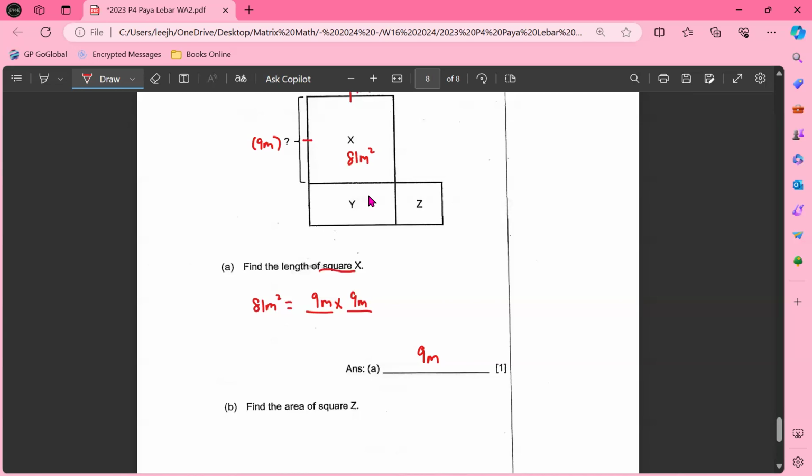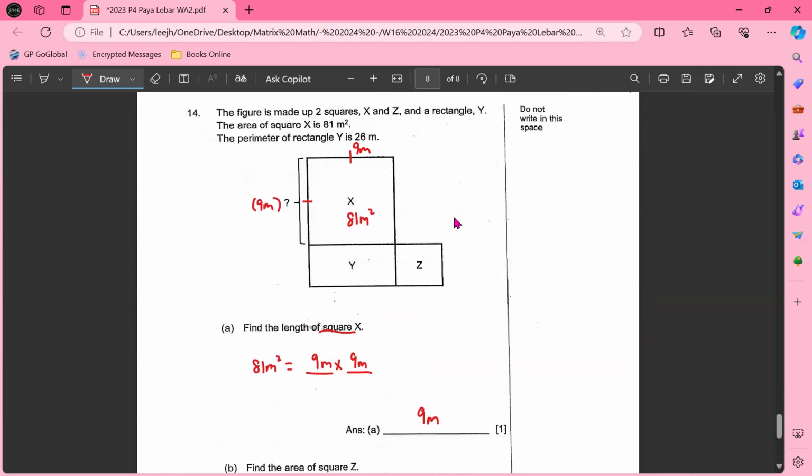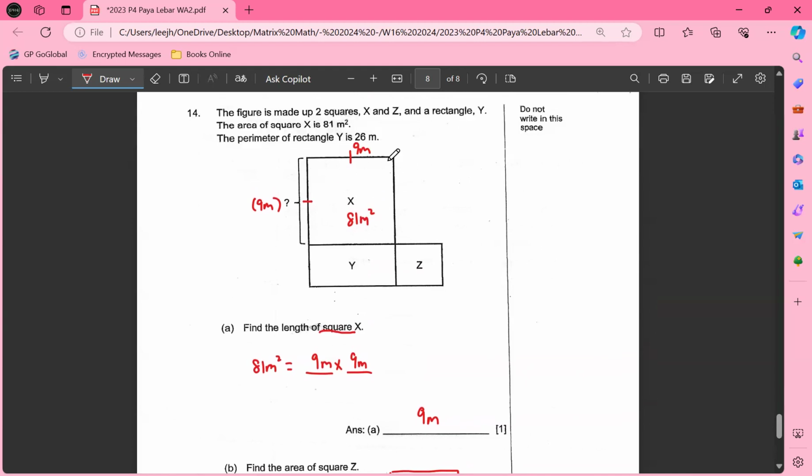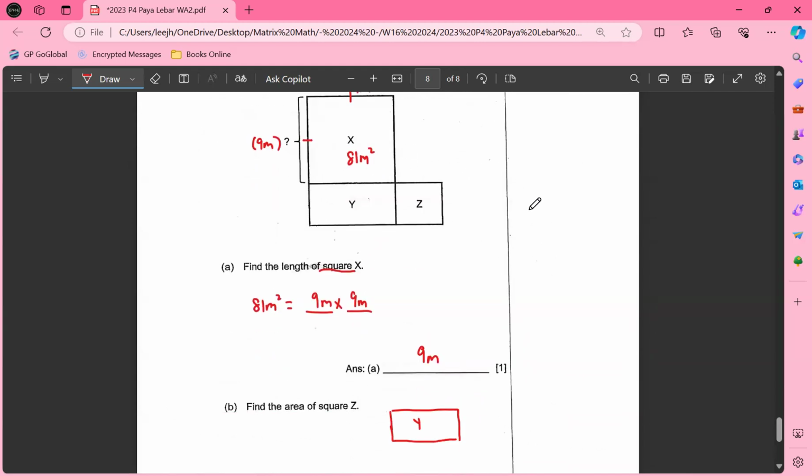Area of square Z, very simple. You see this, this is actually the perimeter of Y. If you want me to write down Y, we can draw Y again here, because from here we can find out the area of square Z. Let me draw rectangle Y out, roughly. We know the perimeter of Y, we just write it down here, 26 meter.